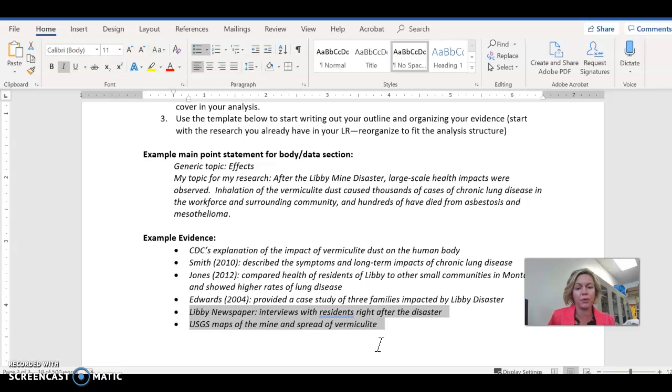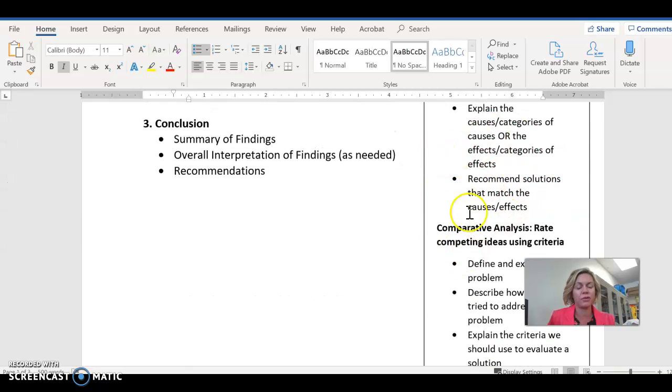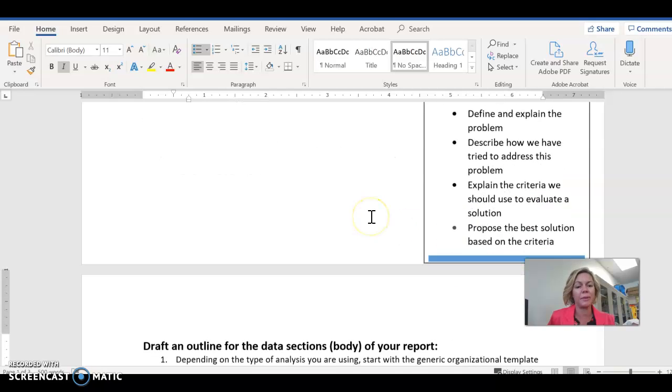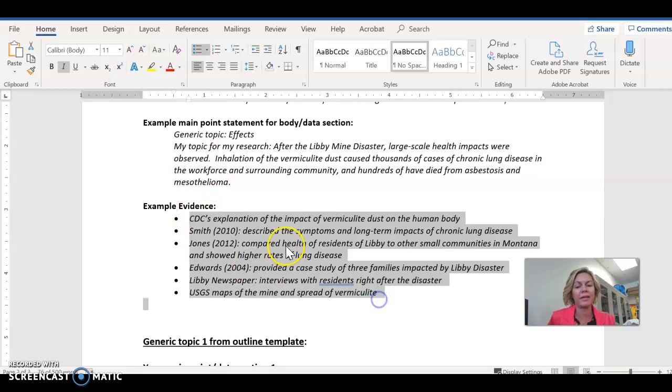So again, in summary, you are taking these generic topics over here, depending on what type of analysis you're doing, plugging them into the body of your report. Then you're writing a really strong main point statement for each of those sections, and then mapping out what evidence you'll use to support that main point. Again, using existing evidence you've already been working on, as well as new evidence that you're finding that will work for your specific audience.